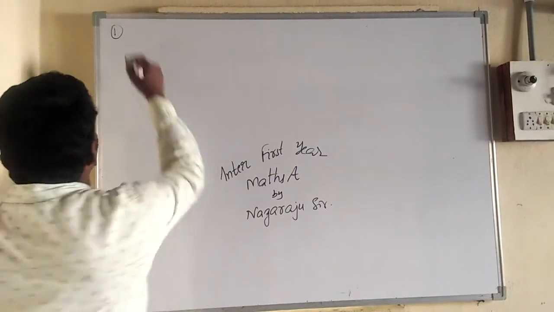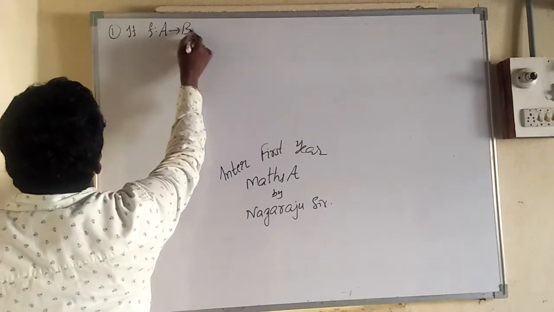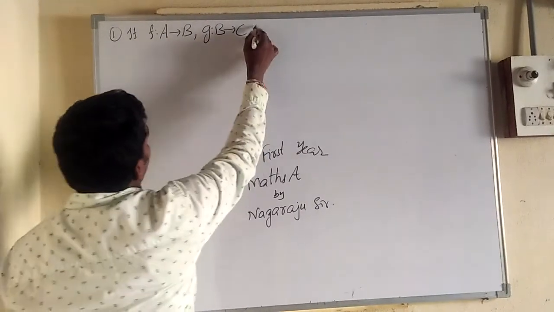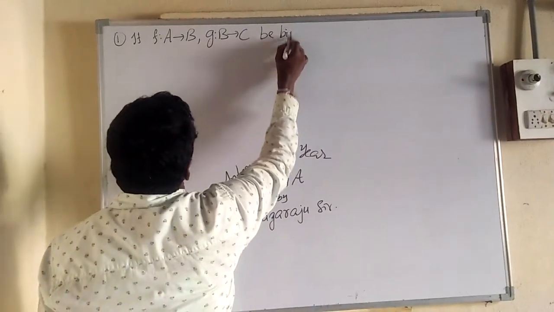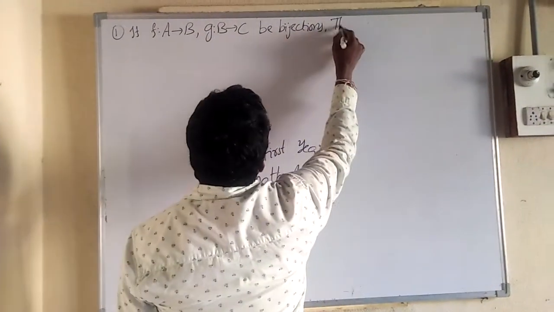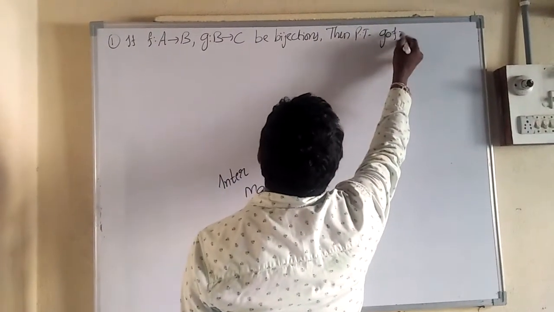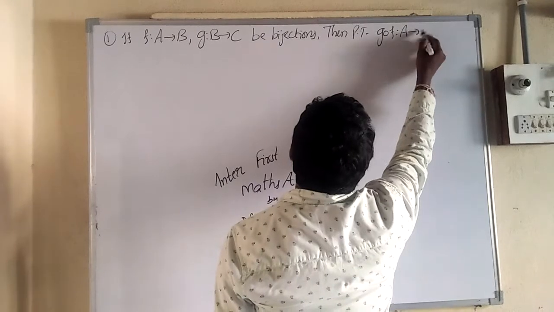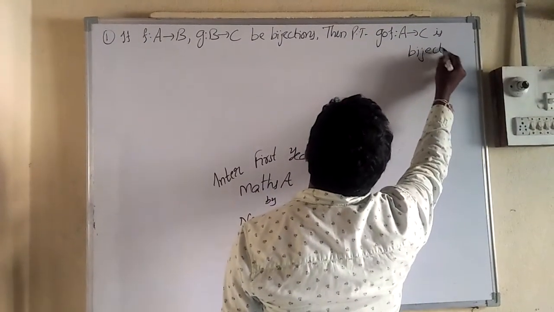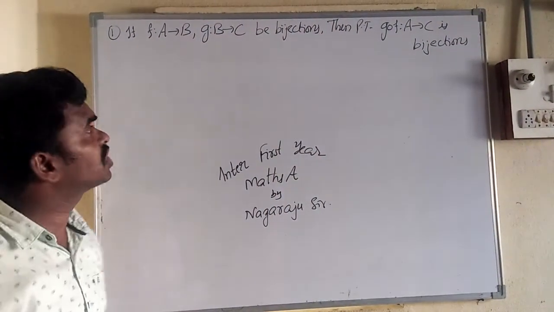The first question is: if f maps from A to B and g maps from B to C are bijections, then prove that g circle f maps from A to C is a bijection. This is one of the most important questions.